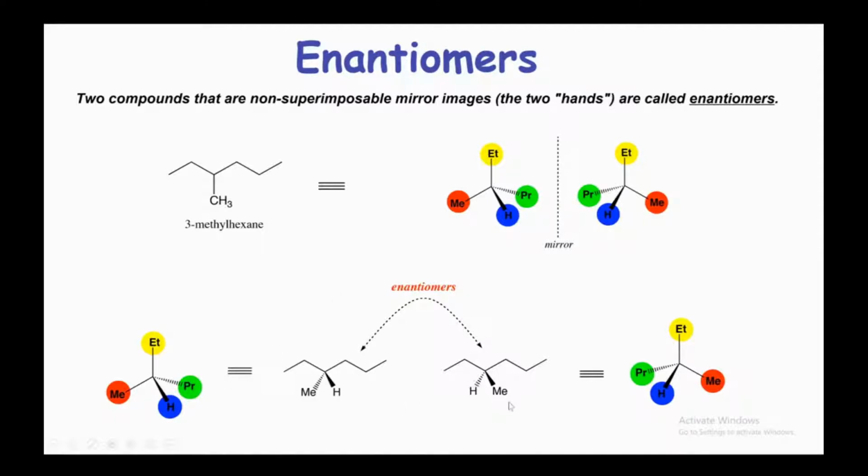So these are called enantiomers because there is a chiral center. One thing: if any molecule or compound is called an enantiomer, then it must first of all be chiral, and then it must be a non-superimposable mirror image. So in this 3-methylhexane, these 2 conformations or structures are called enantiomers because they are non-superimposable mirror images of each other. So this is how we define enantiomers.